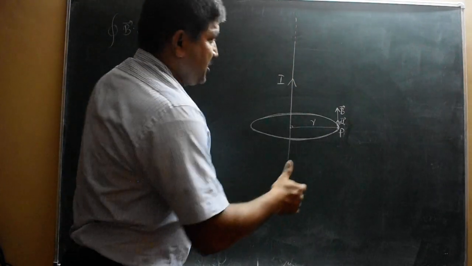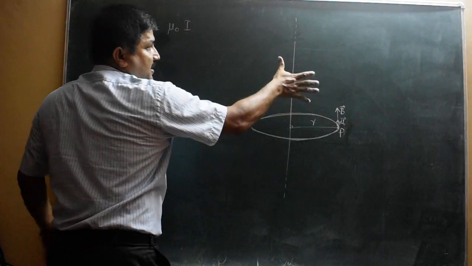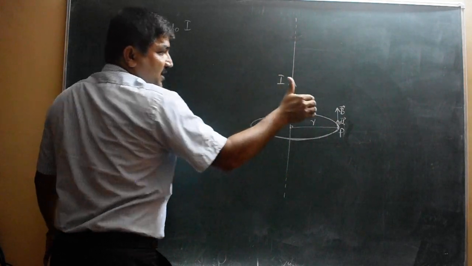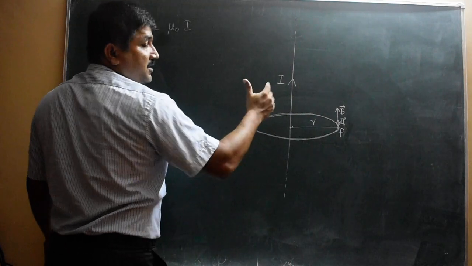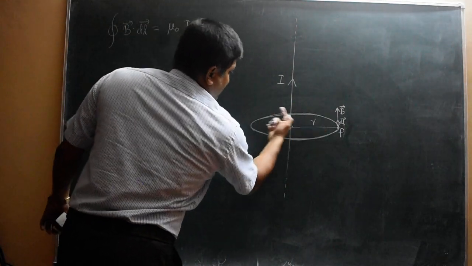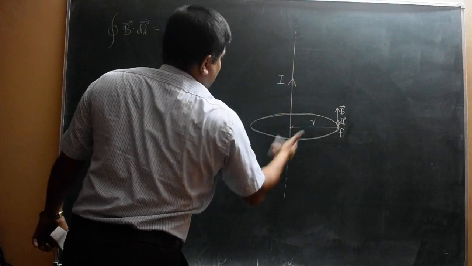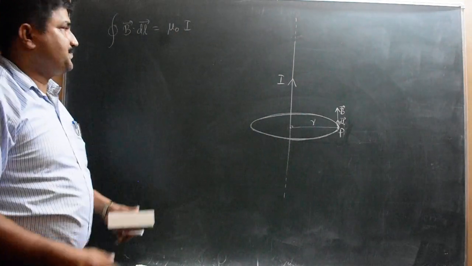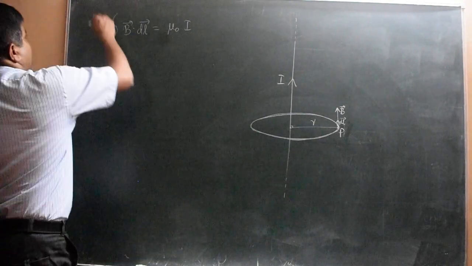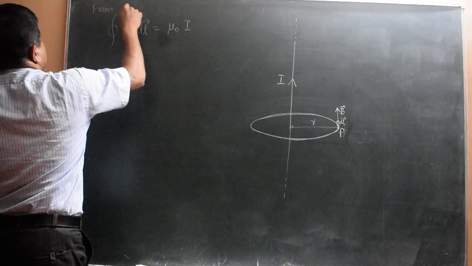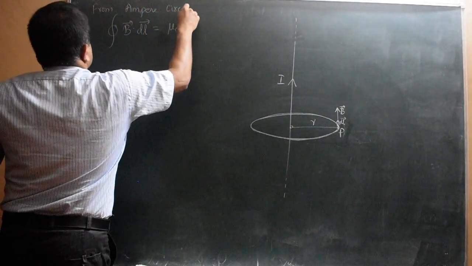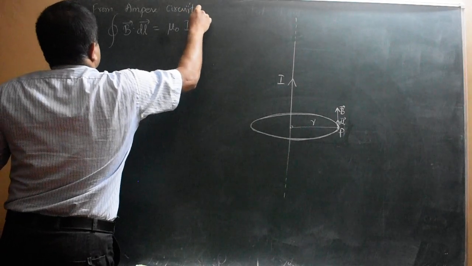And for the direction of the field, hold the conductor in your right hand so that the curled fingers around the conductor show the direction of the magnetic field. So magnetic field lines are circular here, everywhere on the outside of the conductor. And from Ampere's circuit law, we can write like this.